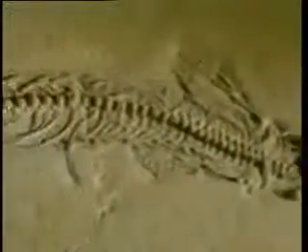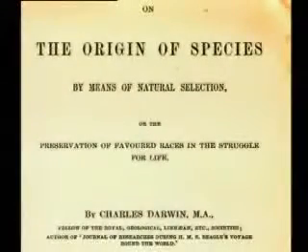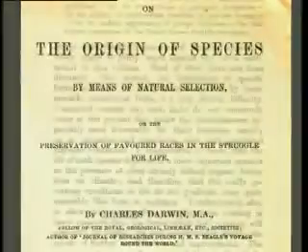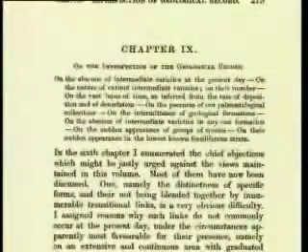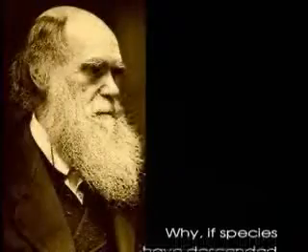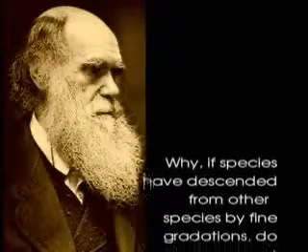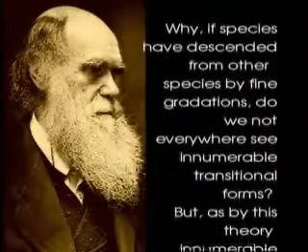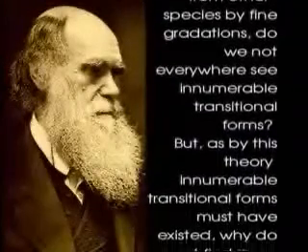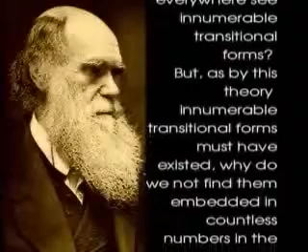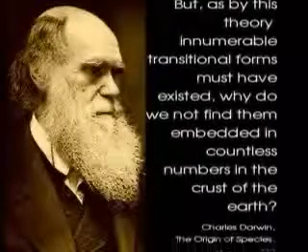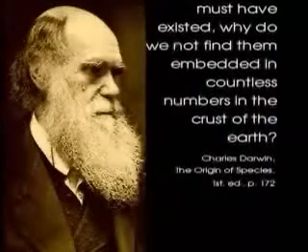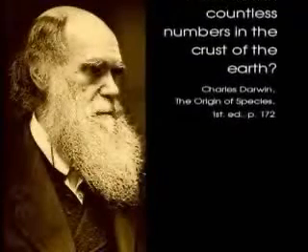However, Darwin was aware that the fossil record did not contain any of these hypothetical intermediate forms. This is why he devoted a special chapter to this in his book and posed these troubled questions. Why, if species have descended from other species by fine gradations, do we not everywhere see innumerable transitional forms? But as by this theory, innumerable transitional forms must have existed, why do we not find them embedded in countless numbers in the crust of the Earth?